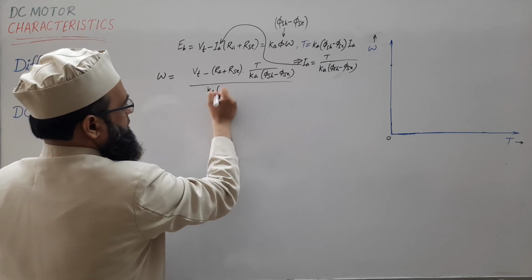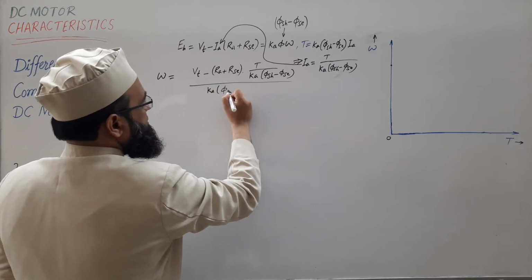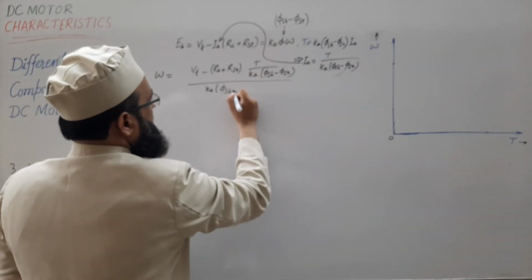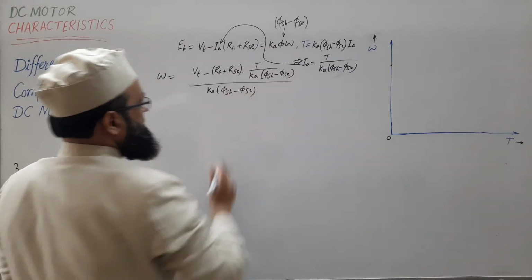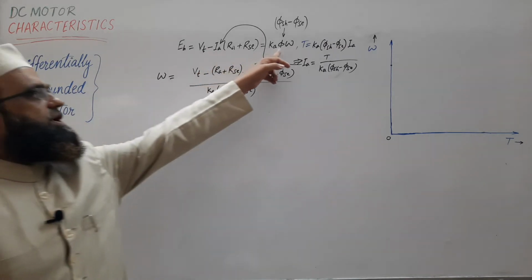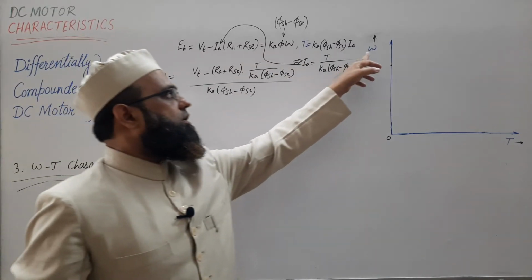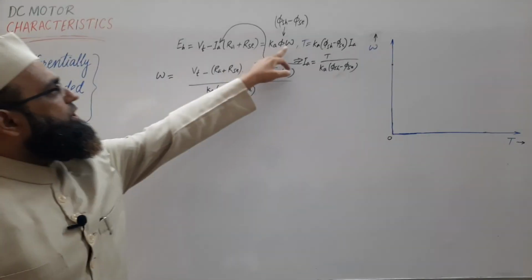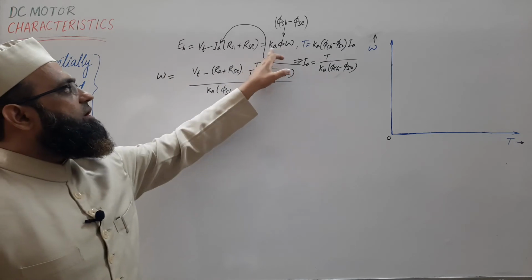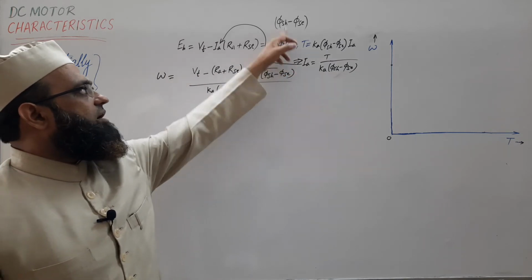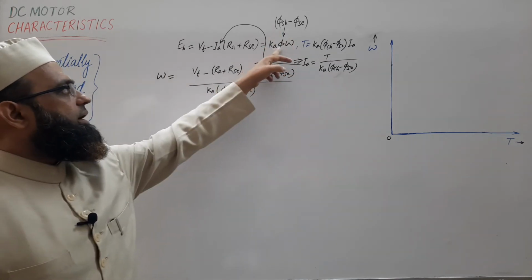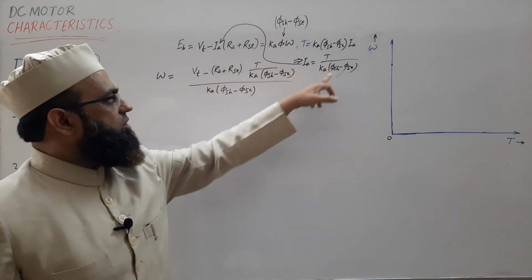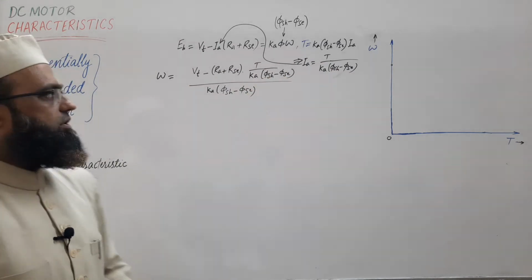Ka phi sh minus phi se. Let's cross check it. From here, as we are going to plot the speed against torque, we have taken the speed to one side. So in the denominator, Ka times the resultant phi, that is phi sh minus phi se, will come. In the numerator, Vt minus Ra plus Rse, and Ia is T upon Ka phi sh minus phi se.